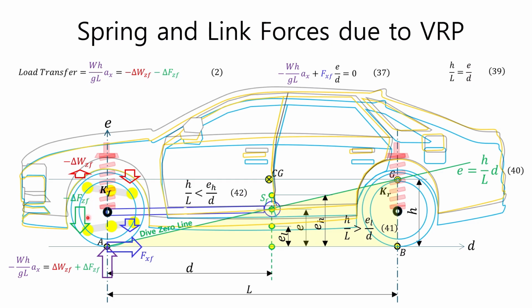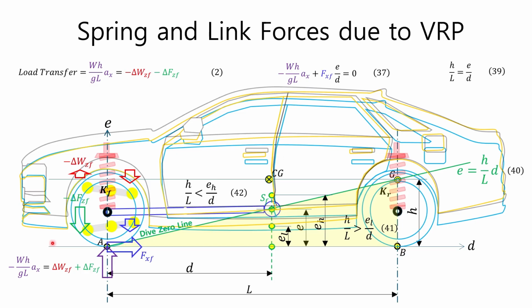For this reason, if the virtual reaction point is in the region above the green line, a tensioning force acts on the spring, increasing the front ride height more than in the steady state, and if the virtual reaction point is in the light yellow region between the green line and the ground, a compressive force acts on the spring, decreasing the front ride height less than in the steady state.